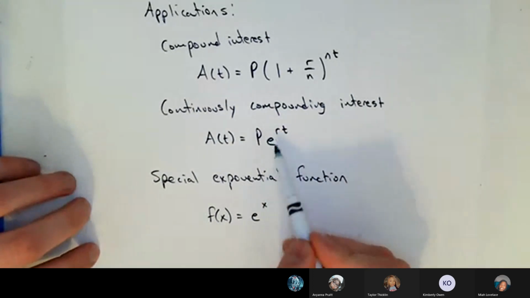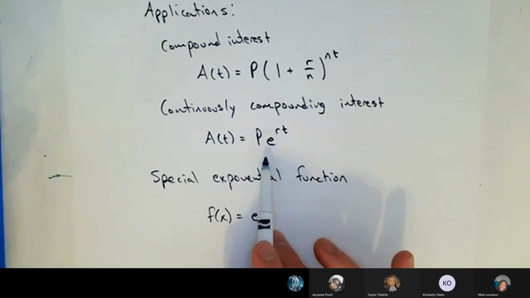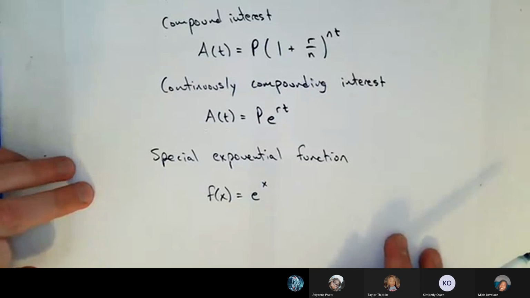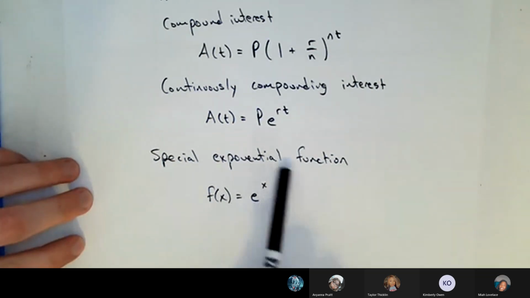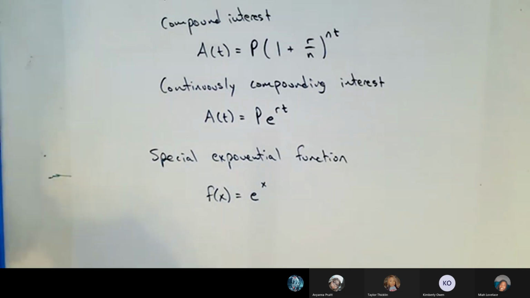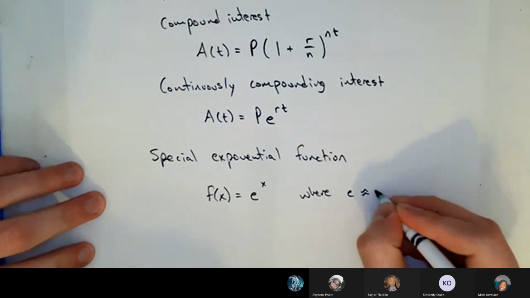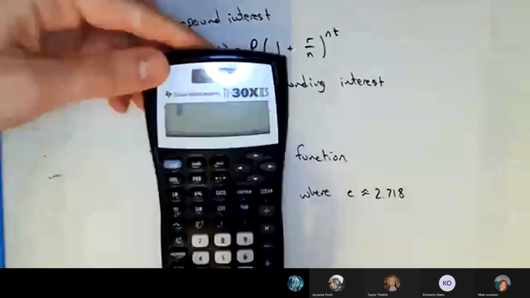Sort of the e popping up here in continuously compounded interest made us realize, oh, maybe this number e is important when it comes to exponential functions, and it very much is. In fact, so much so that if someone says "the exponential function," they're talking about the exponential function with a base of e, where recall that e is approximately 2.718. If you want more digits, you can go ask the calculator.